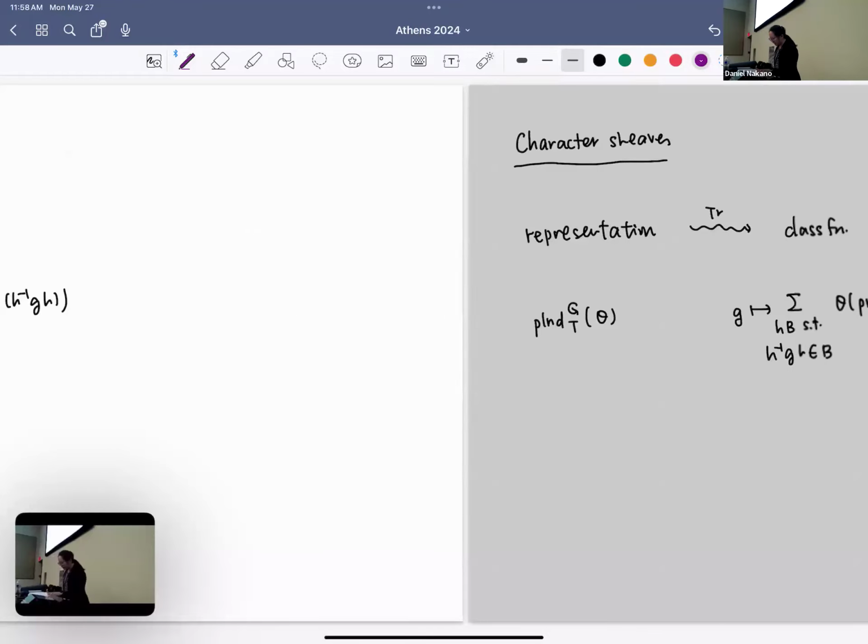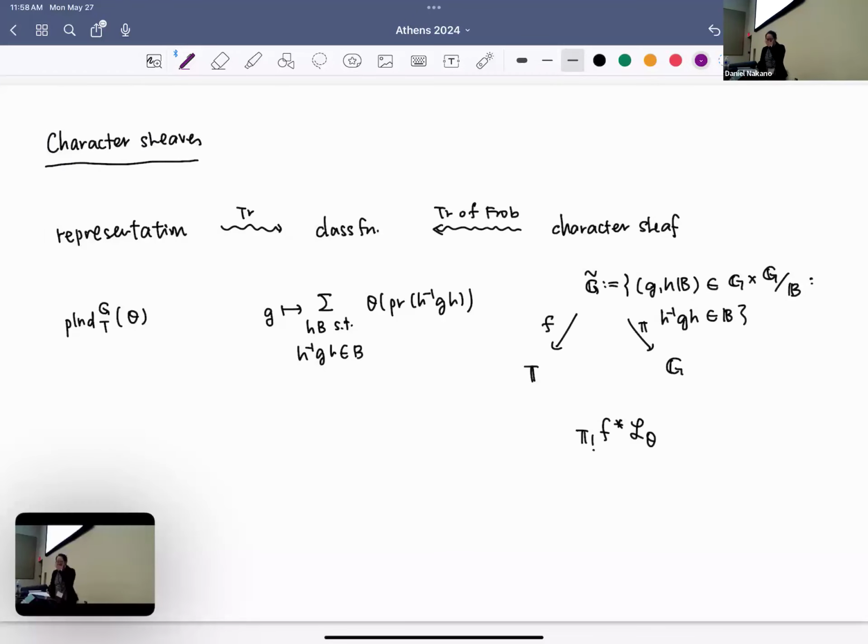And the answer is yes. And the passage between this sheaf thing and this character, this class function, is something called the sheaves-functions correspondence. It's given by taking the trace of Frobenius in some appropriate way. And the associated sheaf is this thing that looks a bit scary, but it's not scary.